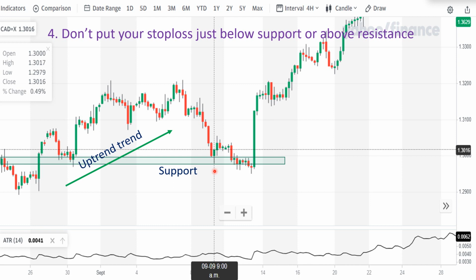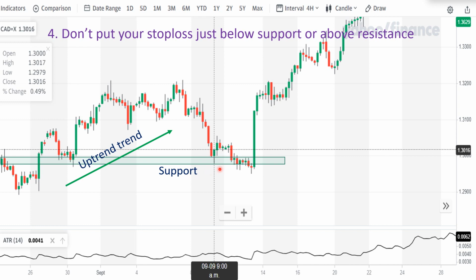The price then retested that support and went down below the support, triggered this stop loss and put you out of the trade.